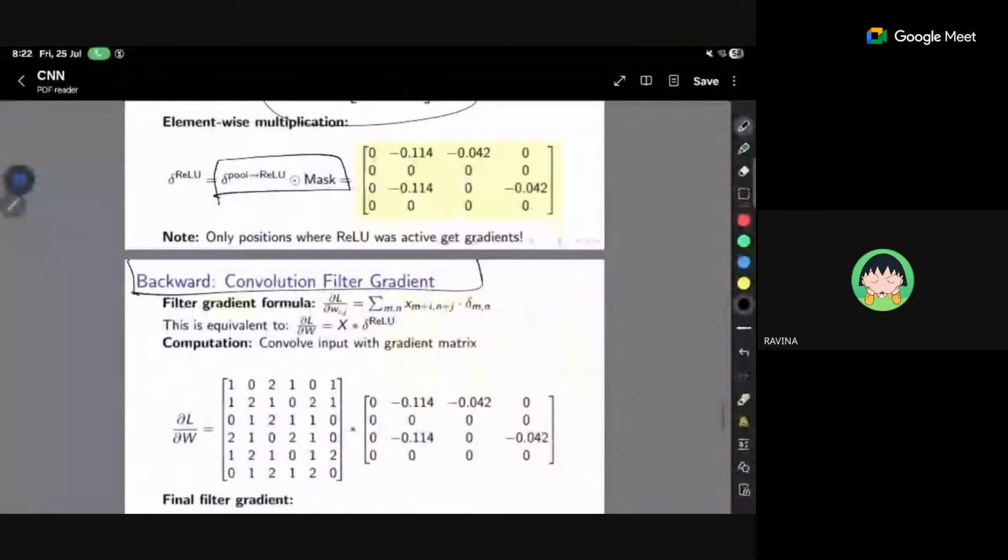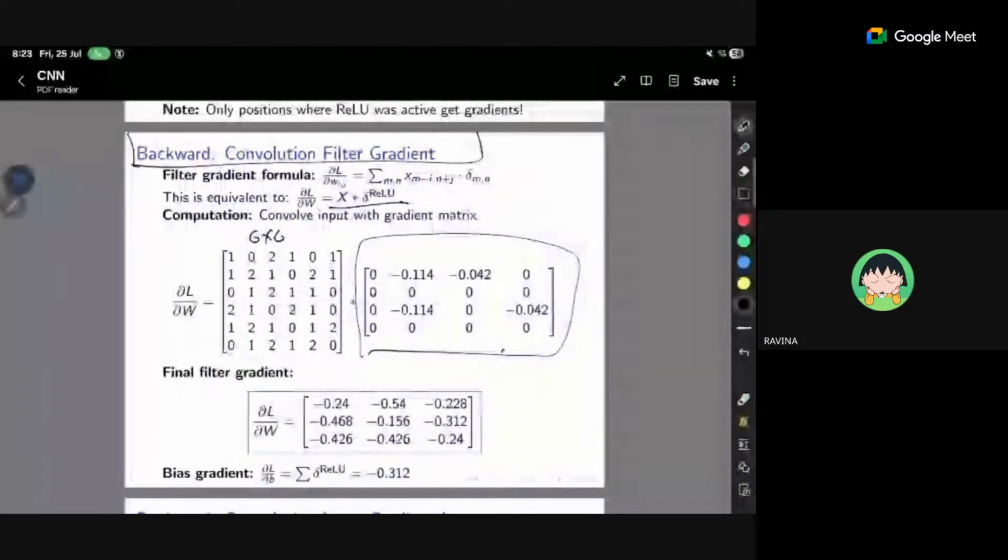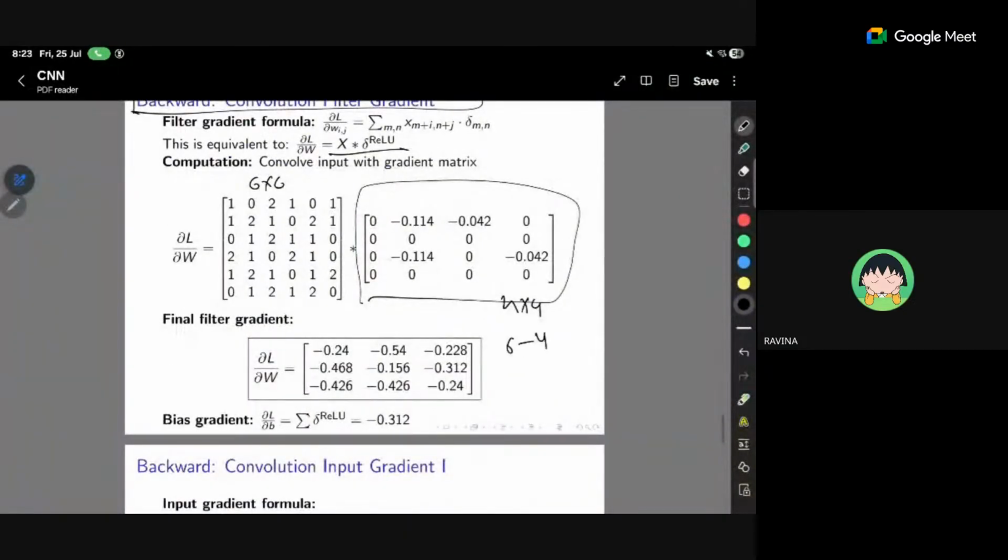So if it is the filter, then I have to do the convolution operation of my input and whatever gradient I got, right? So you can take this as a filter, put it on this. So this is 6 cross 6. This is a 4 cross 4. And the output you are going to get is something like 3 cross 3. Okay? 6 minus 4, stride 1. Okay, there is no padding. So if you do this, this is 3 cross 3. This is what you will get.